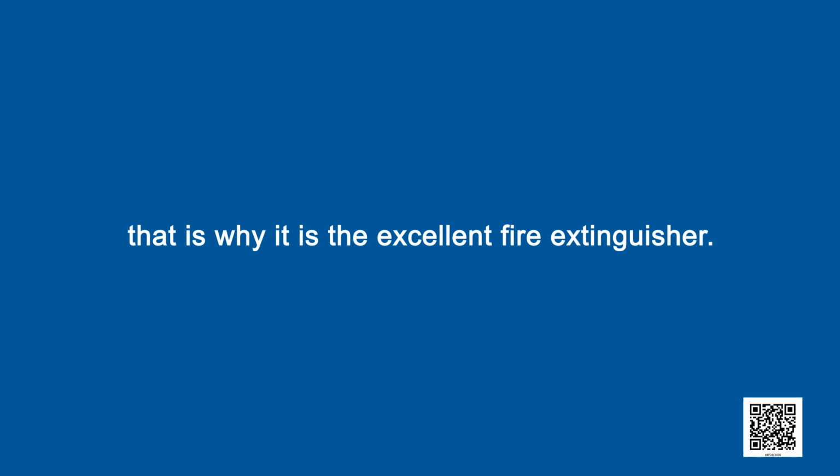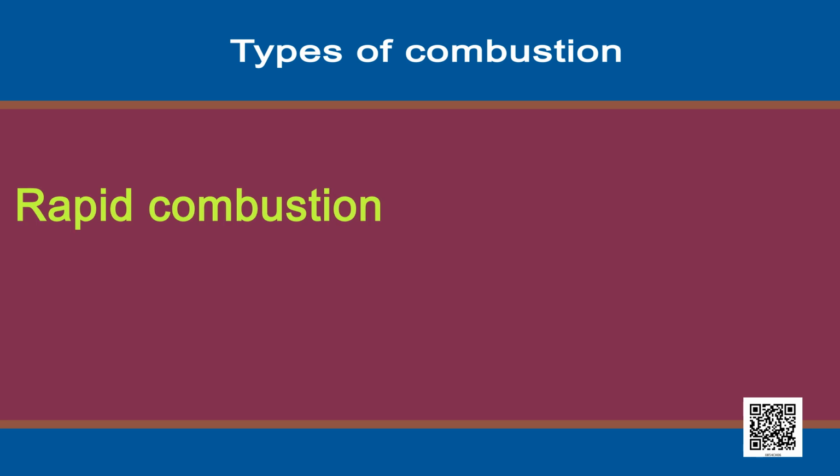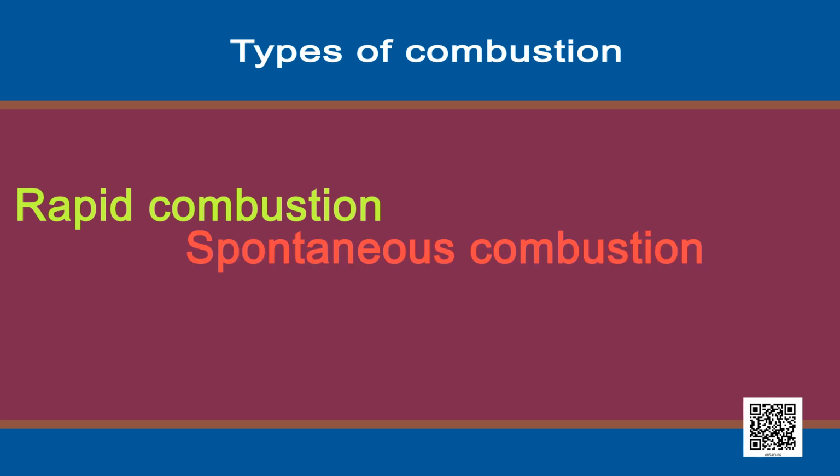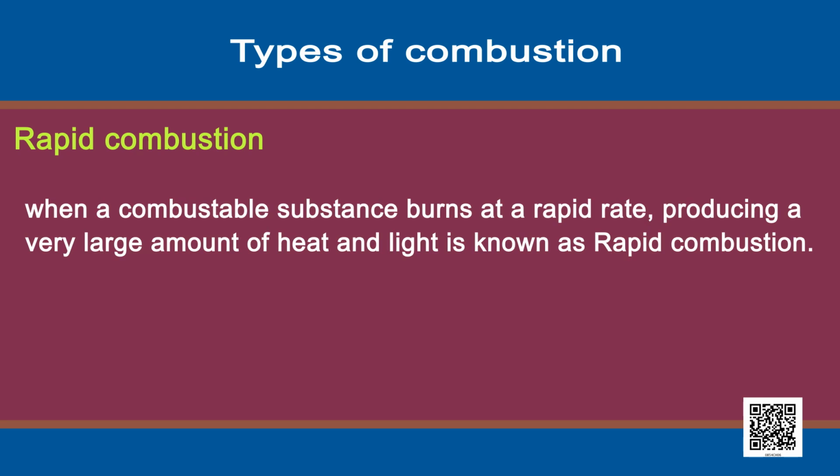Now, dear students, let's see the types of combustion. Depending upon the conditions under which combustion takes place, there are three types of combustion: rapid combustion, spontaneous combustion, and explosion. Let's see what is rapid combustion. When a combustible substance burns at a rapid rate, producing a very large amount of heat and light, it is known as rapid combustion.